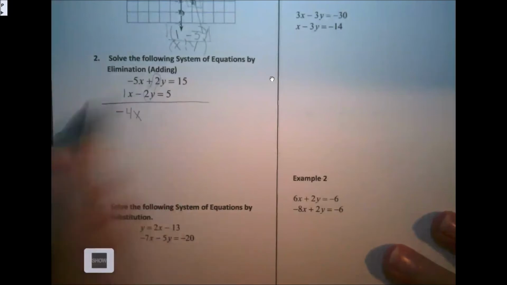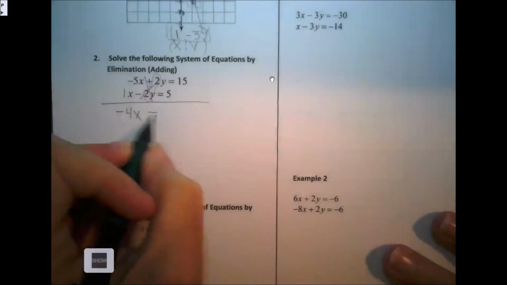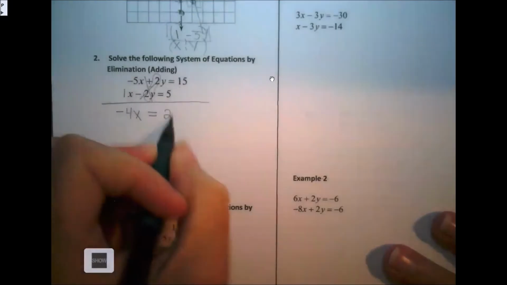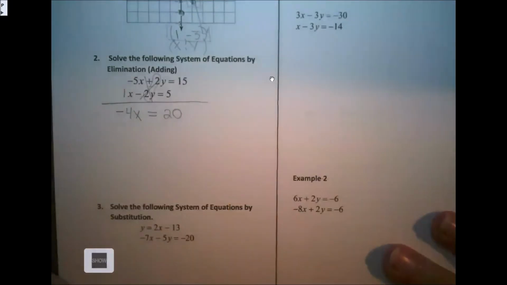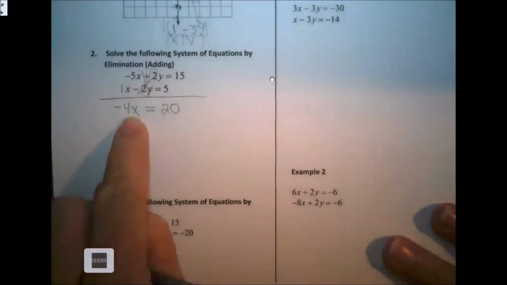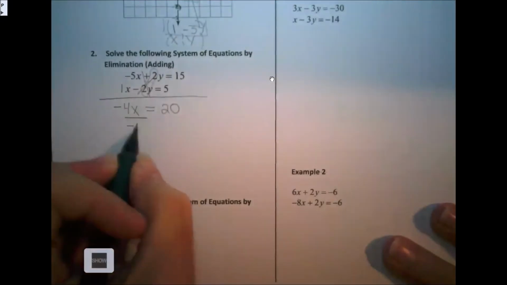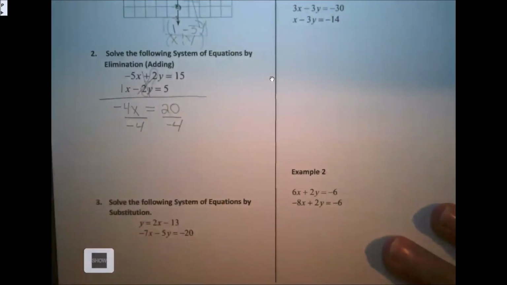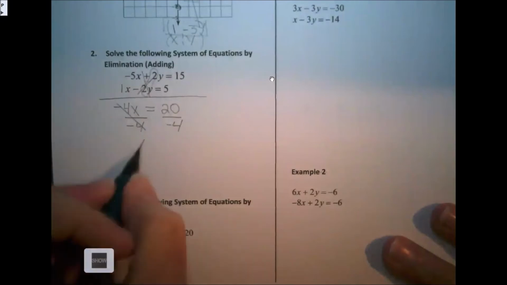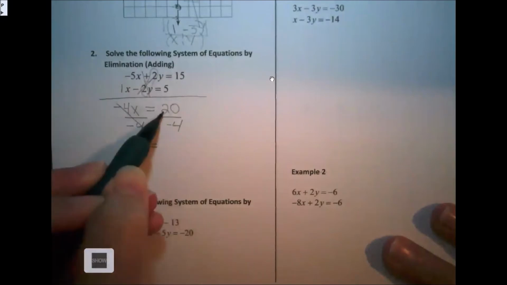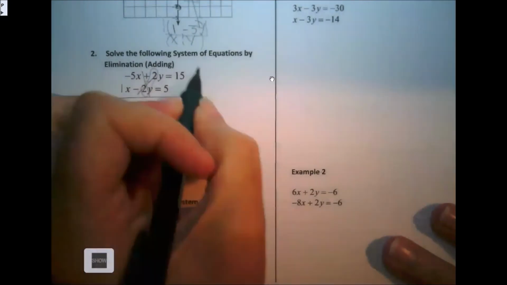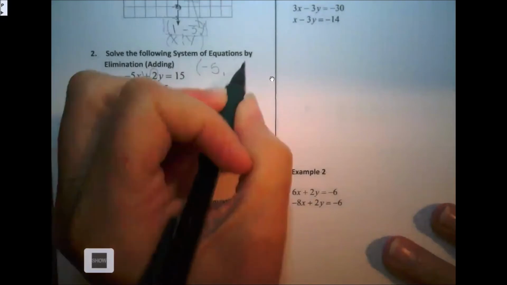I'm going to cancel out my +2y and my -2y. I'll put my equal sign. 15 plus 5 gives me 20. Then the opposite of multiplying is dividing. So divide by a -4. Whatever you do on the left, you have to do on the right. Divide by -4. Cancel that out. 20 divided by -4 gives me a -5. So my x is a -5 in my answer.